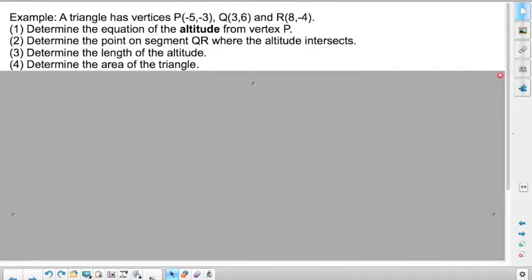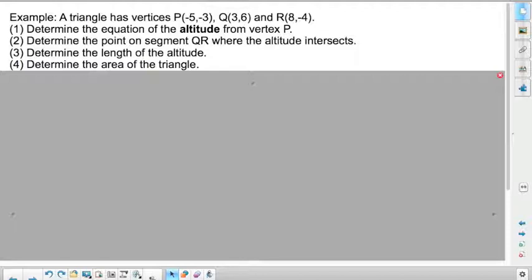Okay, so we'll walk through one example with you guys. It's a lengthy one. So we have a triangle with these three vertices, PQR. So the first thing you want to do is, again, just take a grid and draw a triangle so we get a visual of what's happening here. In reality, this question could have been just the last one: determine the area of this triangle. The reason I made it 4 parts is to help you see that before you can determine the area of the triangle, you need the length of the altitude, right? Or the length of the height of the triangle.